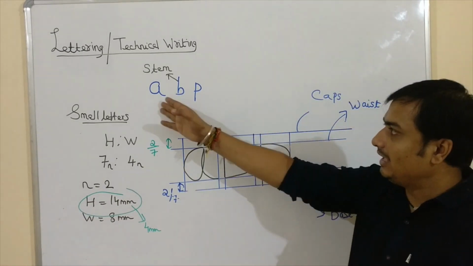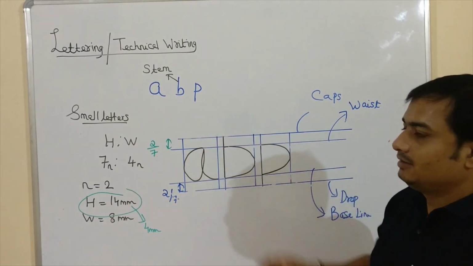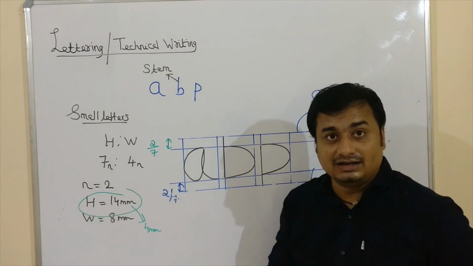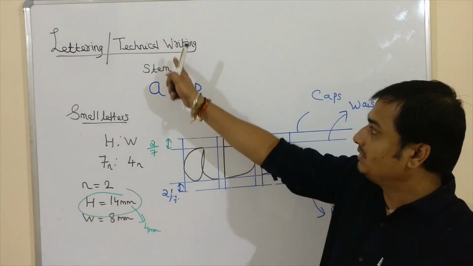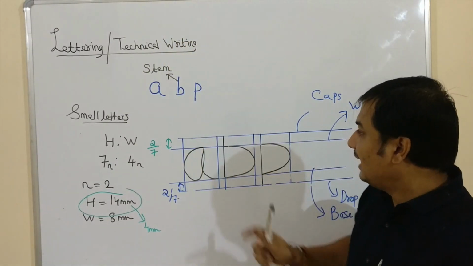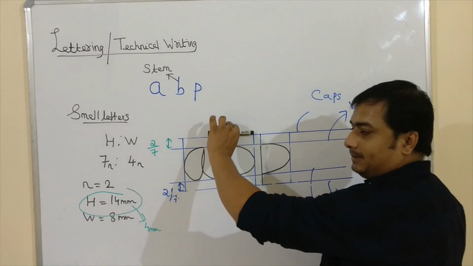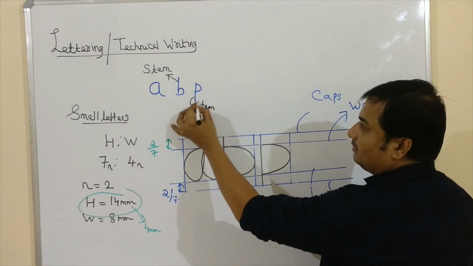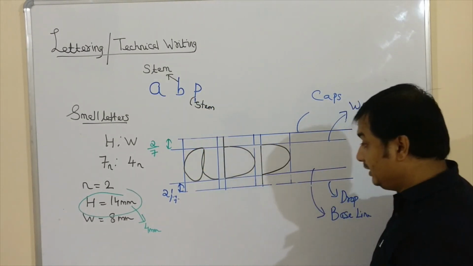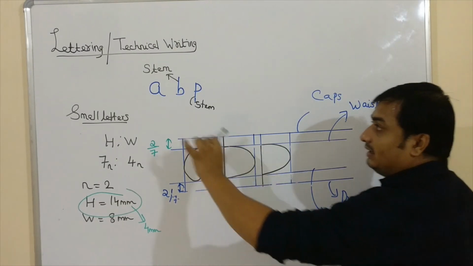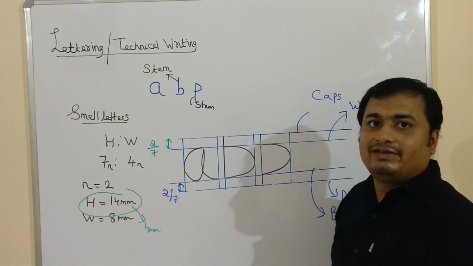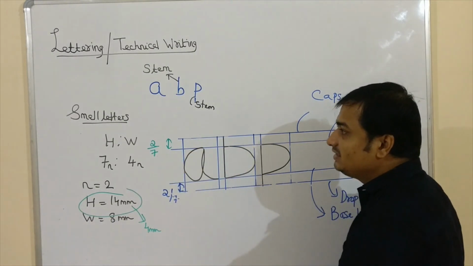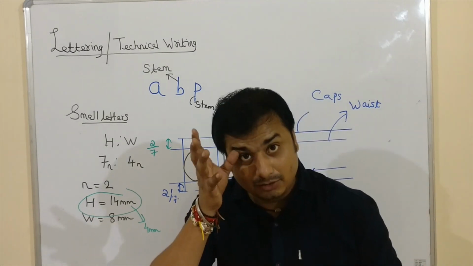So this is the construction of small letters: how to write A-type, B-type, and P-type alphabets. We can conclude that if the stem of the small letter is on the upper side, those alphabets touch the caps line. If the stem is on the lower side, those alphabets touch the drop line. Alphabets without a stem lie between the baseline and the waistline. In this way you are going to write the small letters from A to Z.